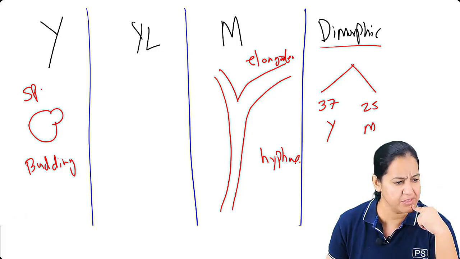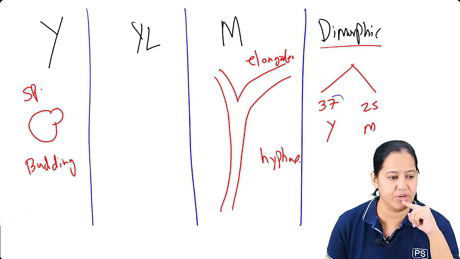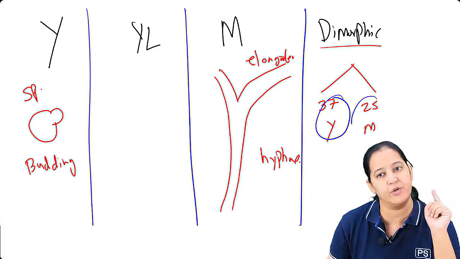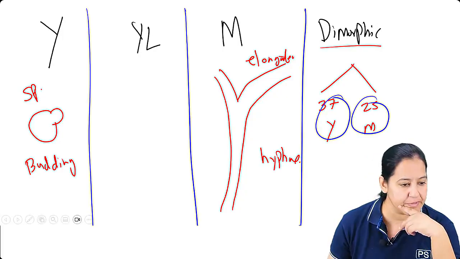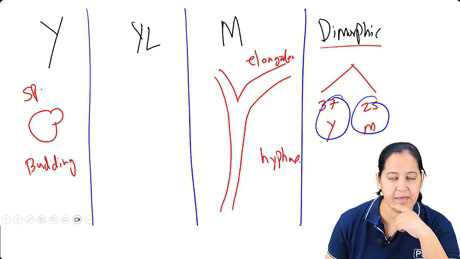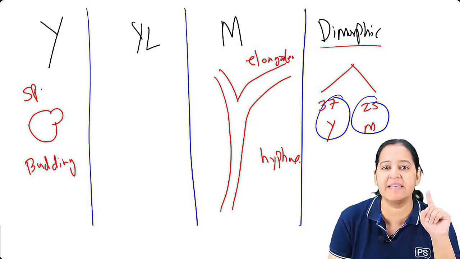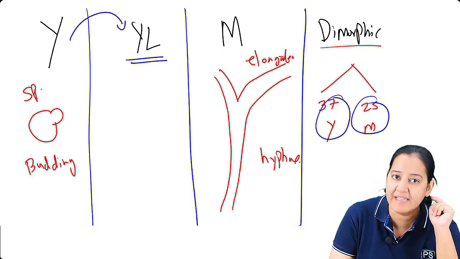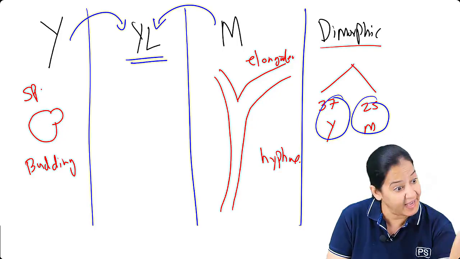Have I written it opposite or is it true? I guess it is true. At 37 they are yeast, and at 25 they are mold. So you have to learn like that. Now, yeast-like: actually they are yeast, but they look like mold.